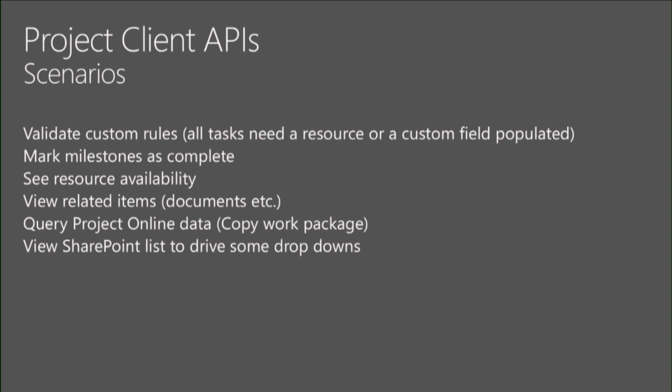Sometimes milestones need to go to 100%, so there will be a sample add-in I'll post shortly which marks milestones as complete as needed. You could figure out the resource availability within a project, view related documents which are linked to a project, and query Project Online data. I'll show you a sample that copies work packages with Project Online APIs, which can be extended to be used inside the project add-in, and to view SharePoint lists and so on. There are many more; I just want to give you a wide range so you get an idea of what you'll be able to do with these APIs.